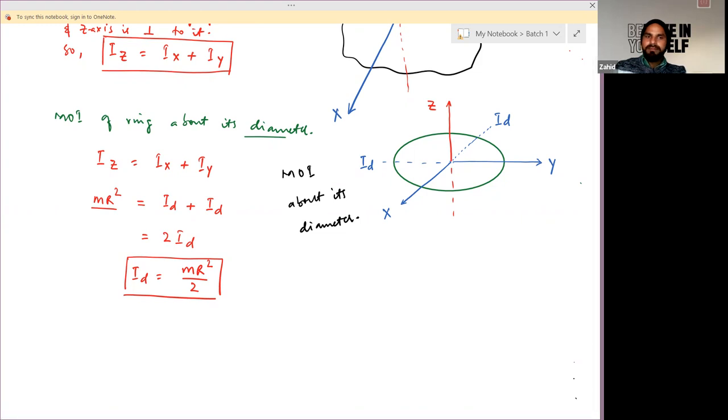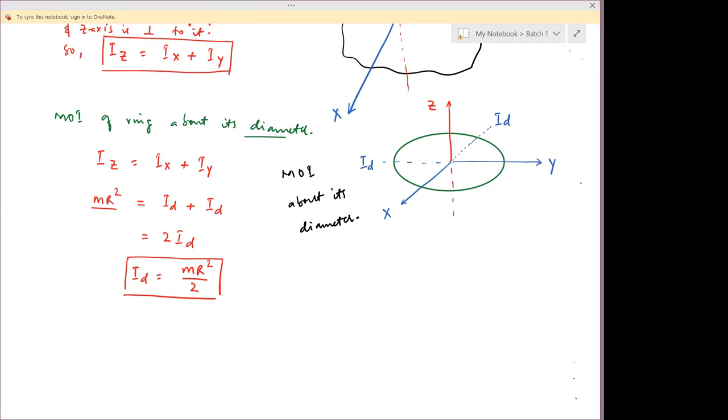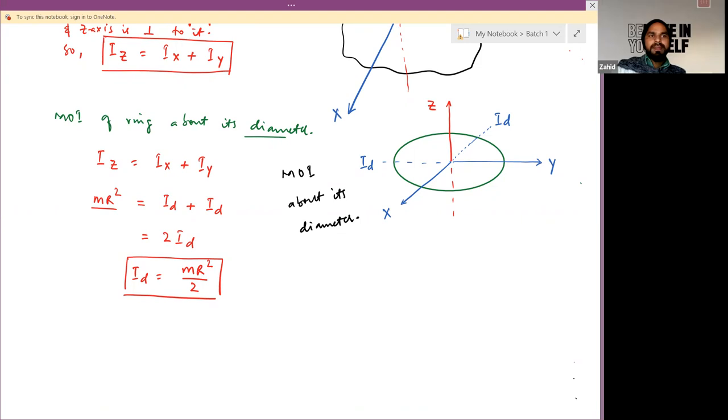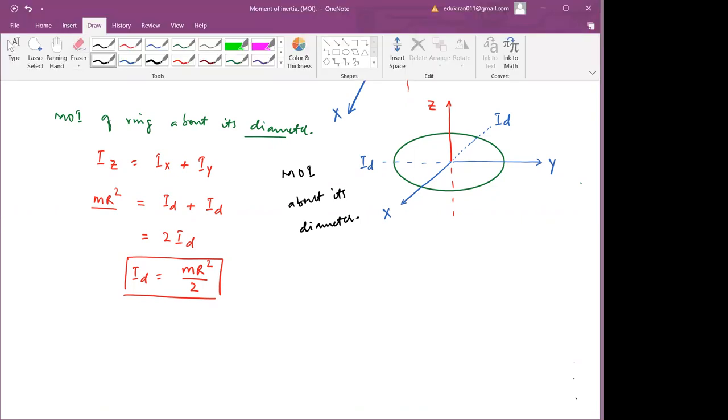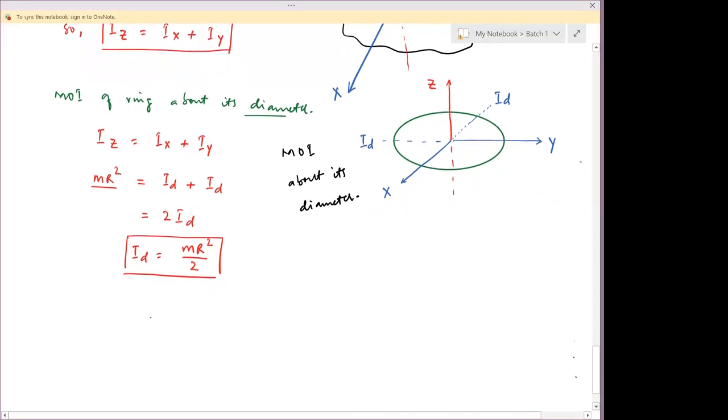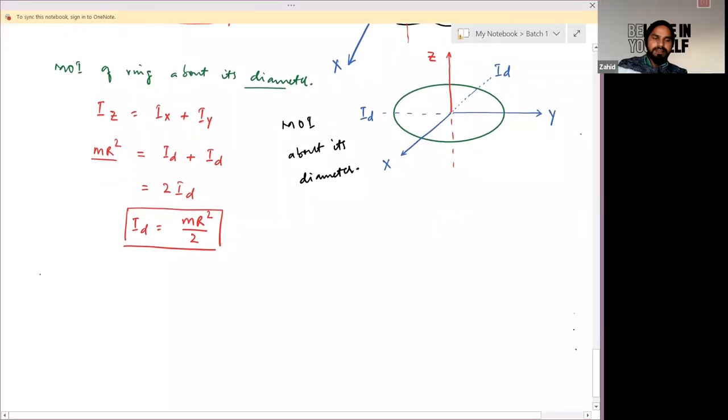You all have written? Yes, sir. Done. Salman, any doubt? No, sir. Now the next theorem related to this moment of inertia is the theorem of parallel axis, or parallel axis theorem.